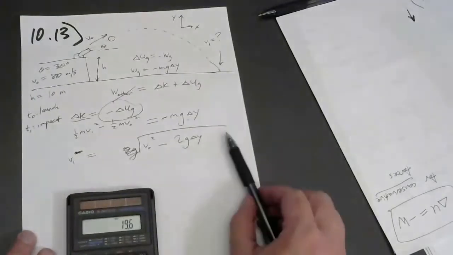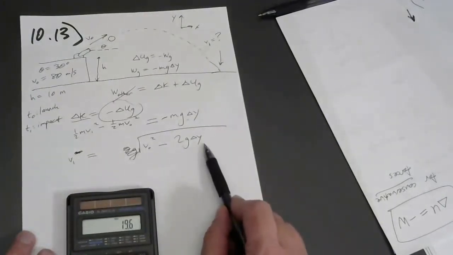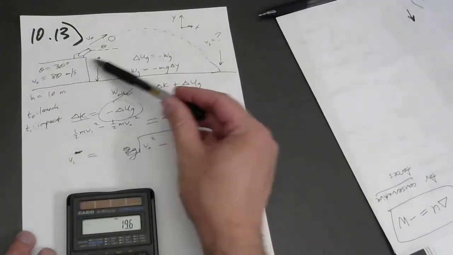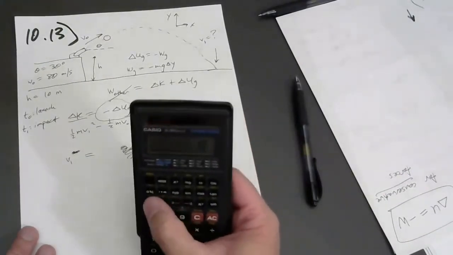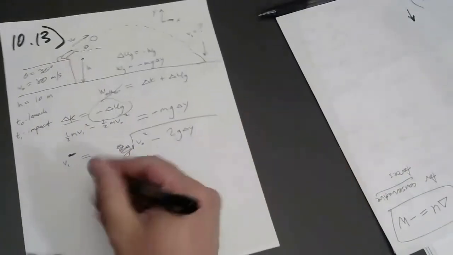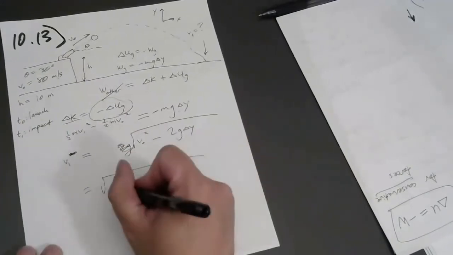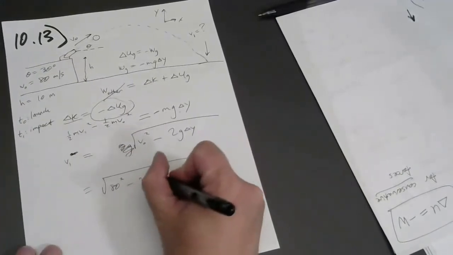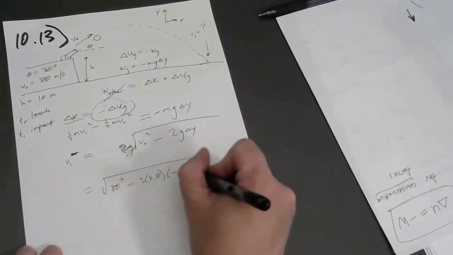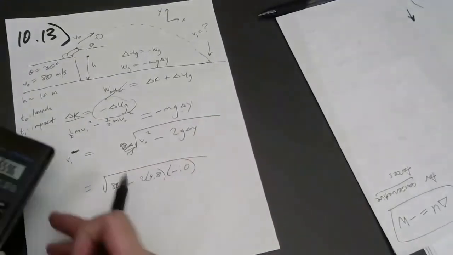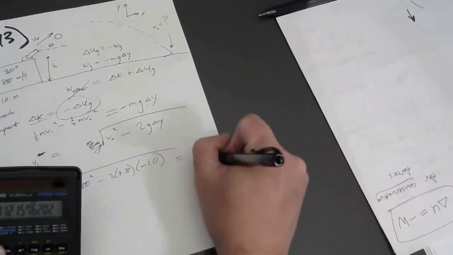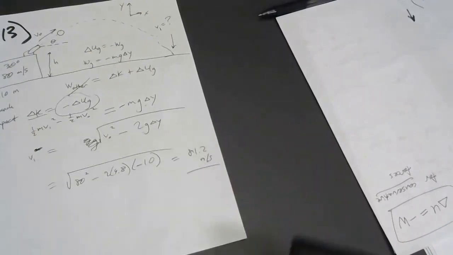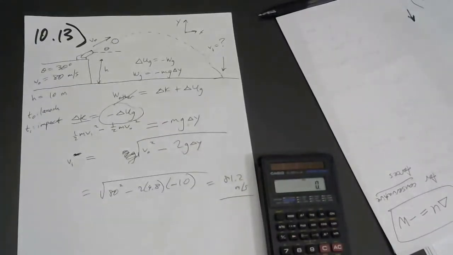Here's where you have to be very careful. This is the change in y. It's the displacement. We started at 10 meters and ended up at 0. So the displacement is actually negative 10. In fact, I'm going to write that all out so you don't get confused. 80 meters per second squared minus 2 times 9.8 times the displacement of negative 10. So we're actually adding a quantity here. And when I take the square root, I get 81.2. Okay, that's not a whole lot faster, but it did speed up a little bit. So make sure you're careful with your signs.